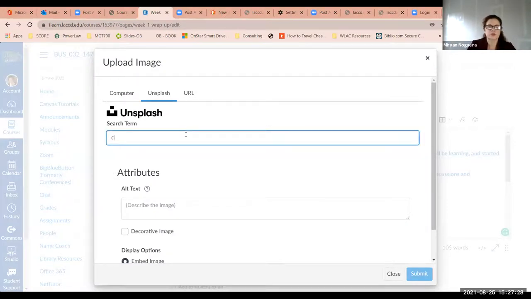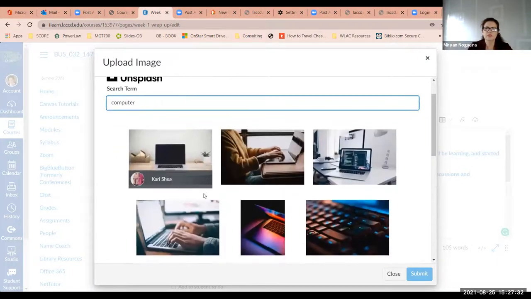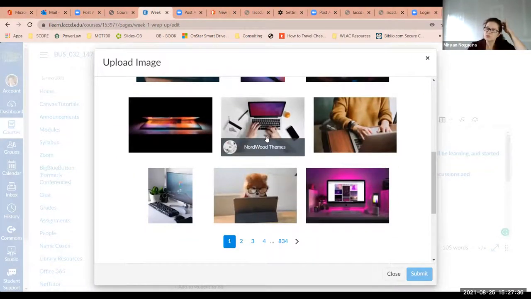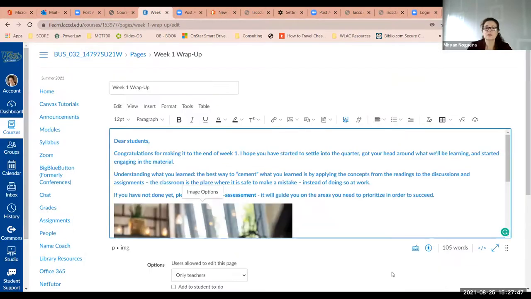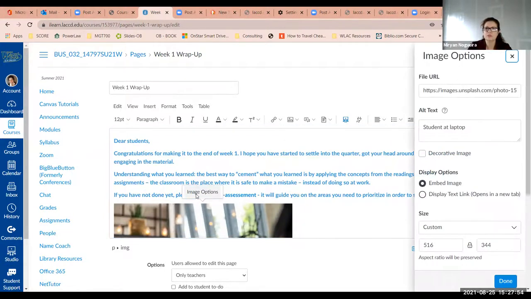If I search computer, it's going to show me several pictures. Just make sure that if it belongs to Nordwood Themes, you credit it, picture by Nordwood Themes, at the bottom of your page. And what else? Alternative text for people with disabilities. It's very important that when you click on image options, you write down what the picture is, for example, student at a laptop, because people with visual disabilities will not be able to see the pictures. But there are resources for them: when they go over the image, they can hear a student and laptop, and they know what the picture means. So we want to make as good of an interaction as possible with people with disabilities.